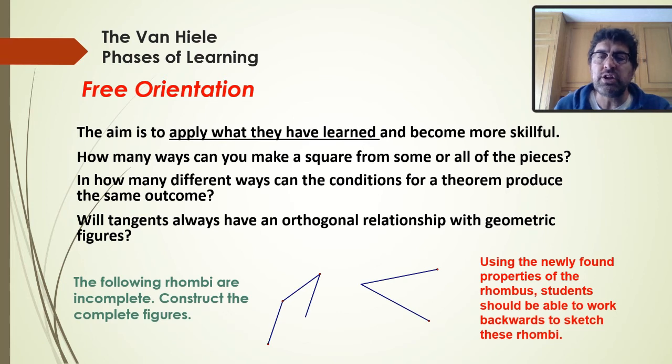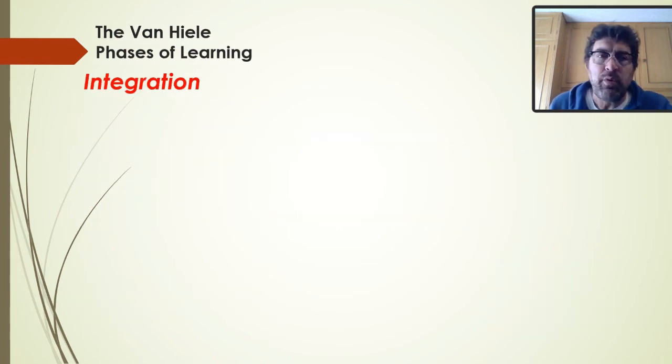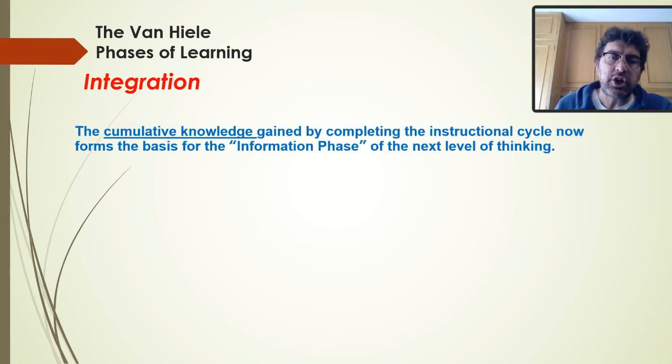Okay, so using the newly found properties of the rhombus, students should be able to work backwards and sketch the rhombus based on the knowledge they've gained prior to the activity. We move to the last phase of learning, the phase of integration. The cumulative knowledge gained by completing the instructional cycle now forms the basis for the information phase for the next level of thinking, geometric reasoning.